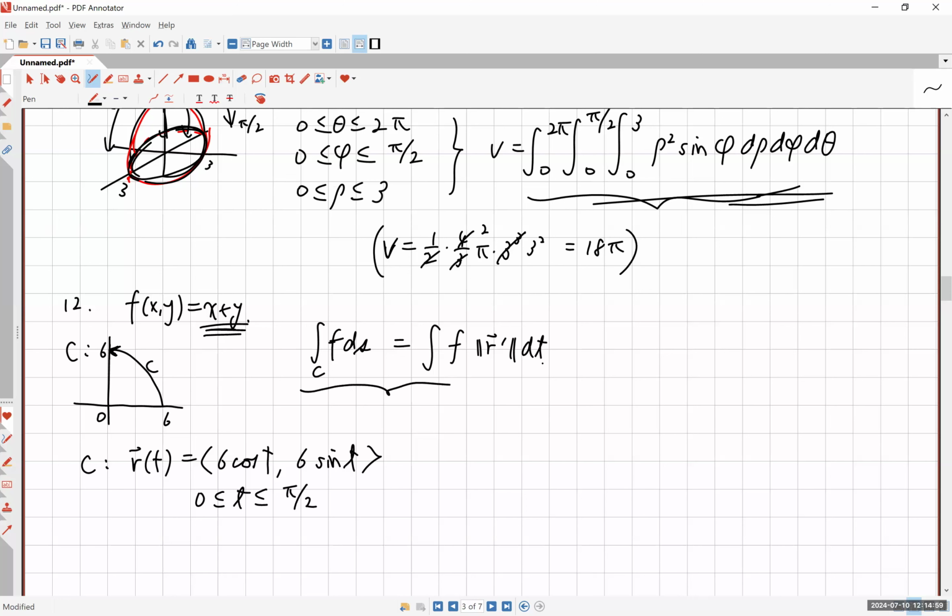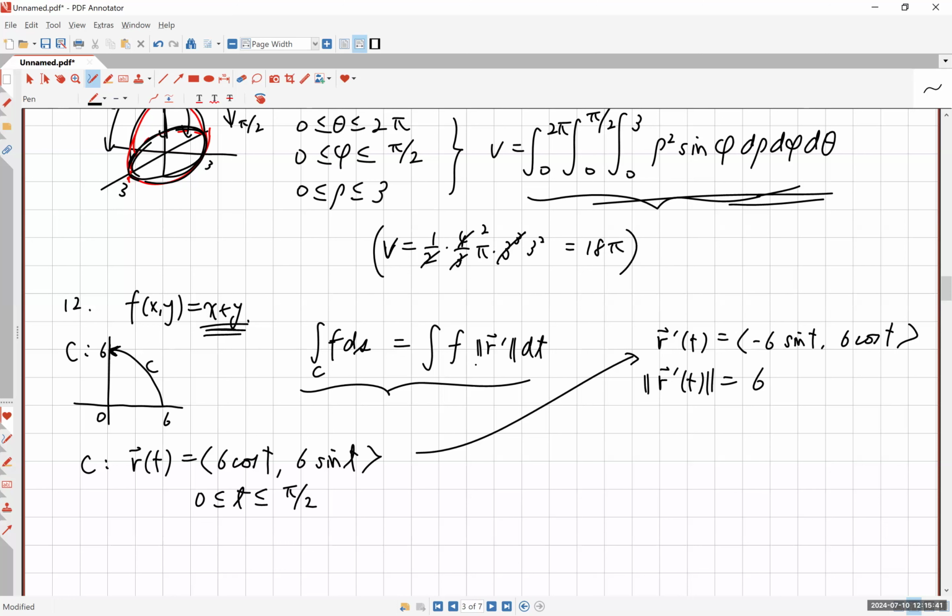So by the way, just writing this down at the beginning may help you remember the process you have to take in order to get to the answer, okay? Because you know that everything has to be in terms of t, right? t goes from 0 to pi over 2. All right, so I do need the derivative, which is -6 sine t, 6 cosine t. And I have to find the norm of the derivative. In this case, it's pretty simple. I think you can see it's the square root of 36 times what becomes 1. So that's just 6, right?